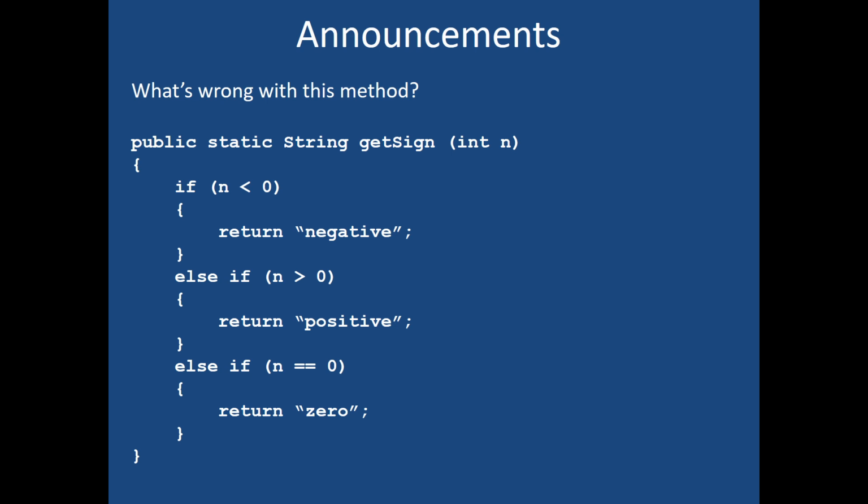Get rid of that if n equals 0 part. Right, we just get rid of that, so we have an else at the end. It does the same thing. If the number is not less than 0 and it's not greater than 0, it has to be 0. But just to make it clear that there's three possibilities and there's no way to get out of the if without returning something, just end it with an else.